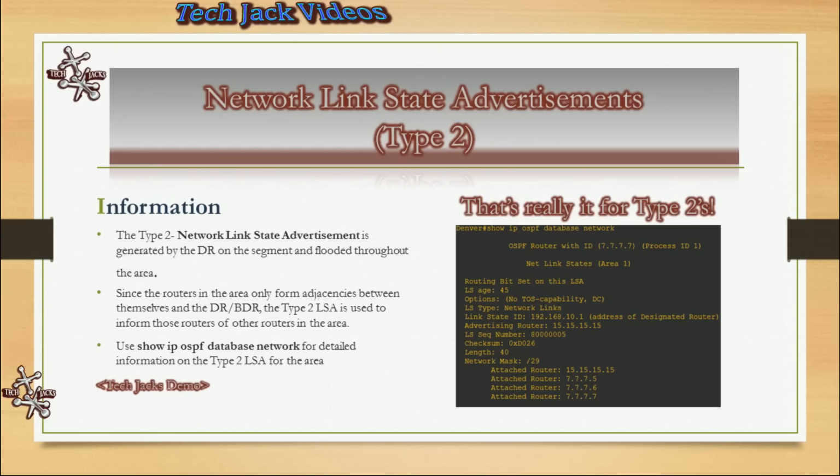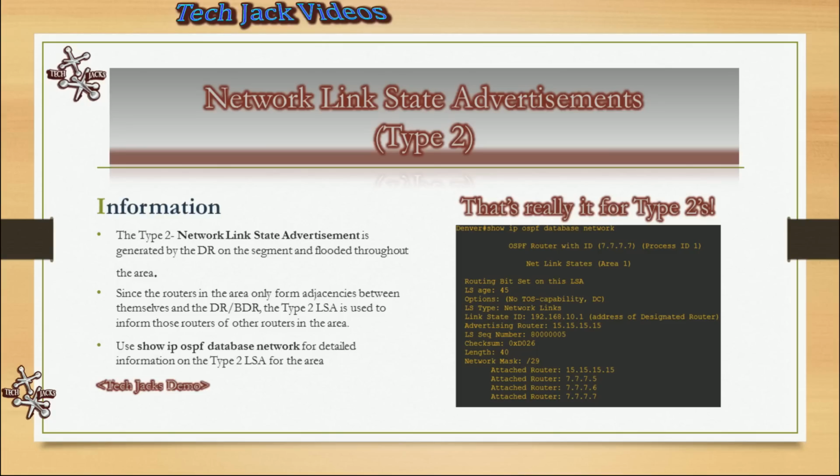Okay, our next type of link state, again, network link state advertisements. These are generated by the DR on the segment and are flooded throughout the area. So when it comes to type 2s, they're generated by the DR, and they are flooded to all of the routers in that area. Since the routers in the area only form adjacencies between themselves and the DR and BDR, these type 2 LSAs are used to inform those routers of other routers in the area. So say, for instance, we're on Denver. Denver has no idea about Cold Spring or Aspen. It doesn't know about those until it receives the network link state advertisement from the DR on that segment, which is St. Louis.